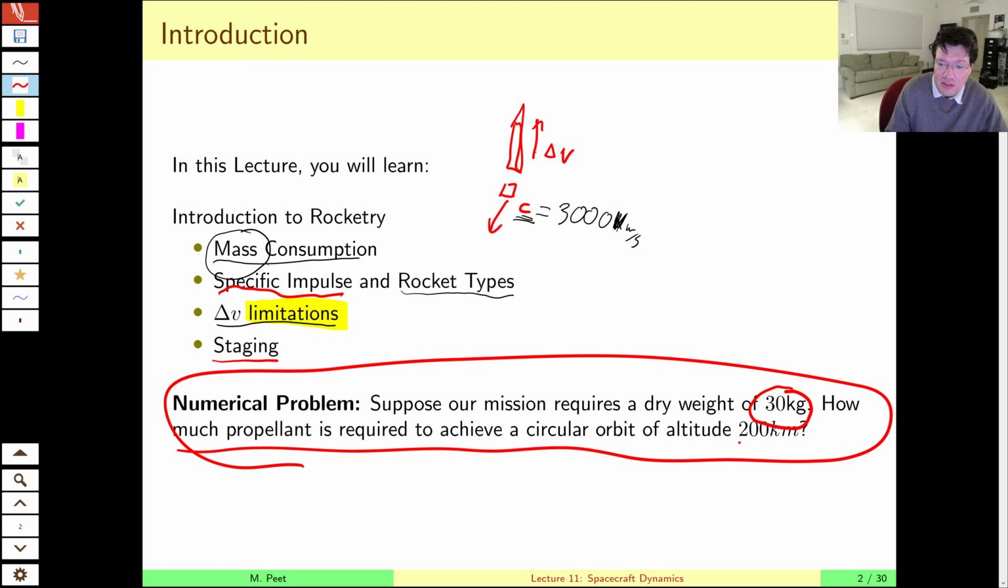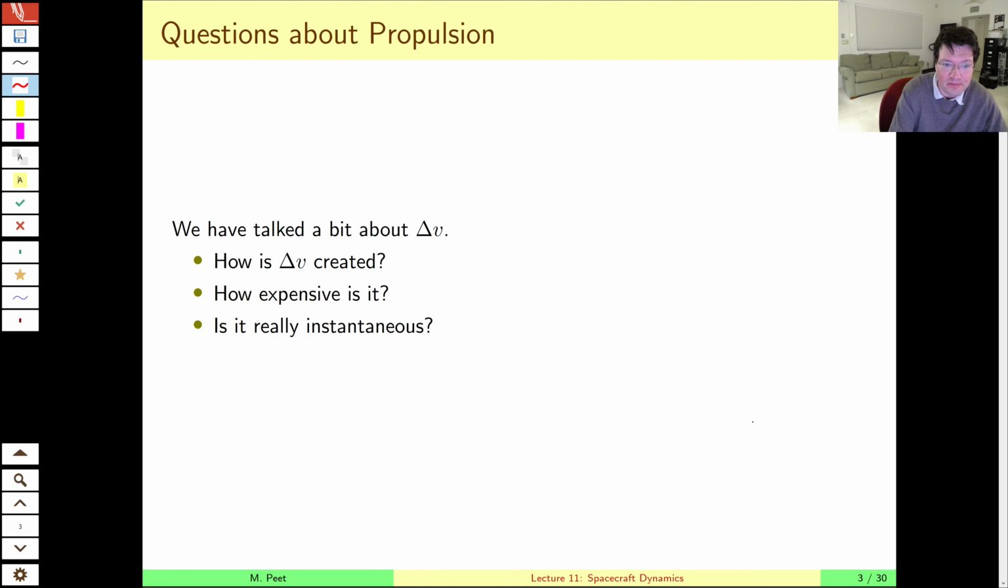So basically, the question is, we have 30 kilograms. We want to launch it into space. We want to put ourselves in a circular orbit, a very minimal circular orbit, say of 20 kilometers altitude. And what are the limitations? How much payload do we need? How much structural mass? How much propellant do we need to achieve that? So that's the topic of this lecture. So let's get into the basics.